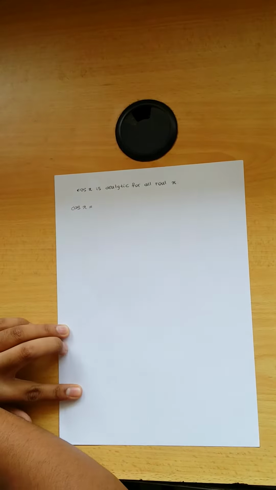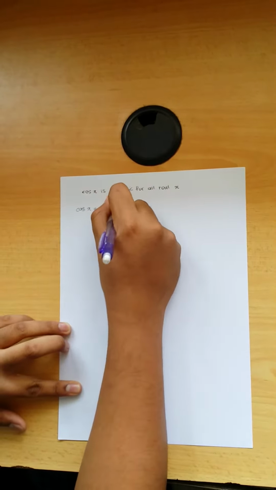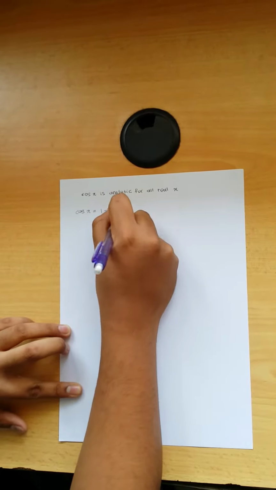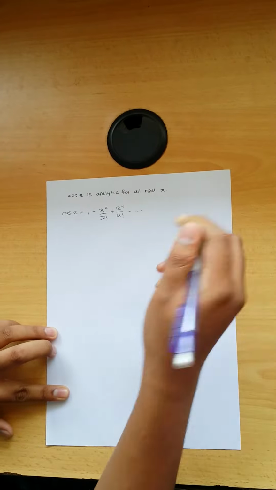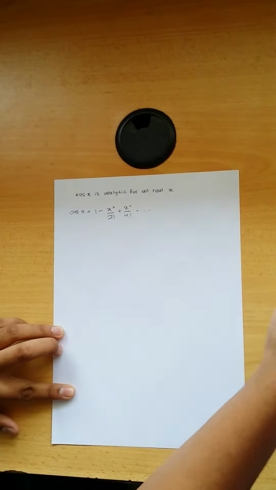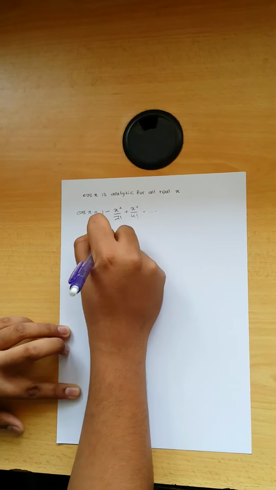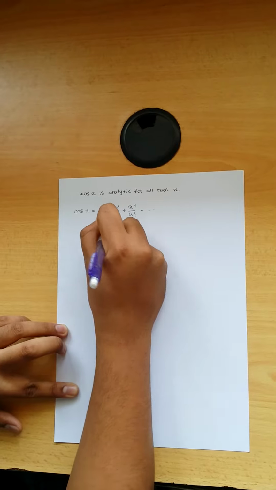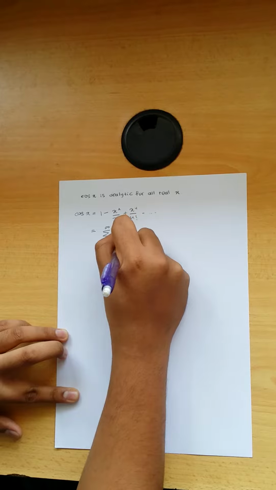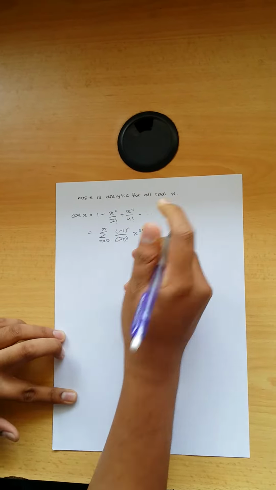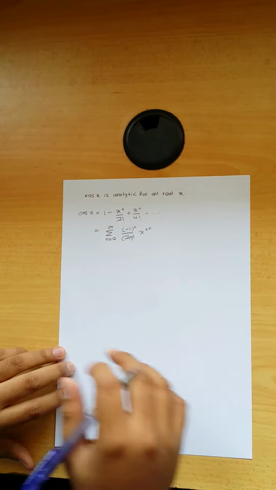Like we have learned before in Taylor series, we can write cosine x in the form of 1 minus x squared over 2 factorial plus x to the 4 over 4 factorial minus, and it's a series that continues. Then we can write this in the form of summation, n equals 0 to infinity, of (-1)^n divided by (2n) factorial, x^(2n).